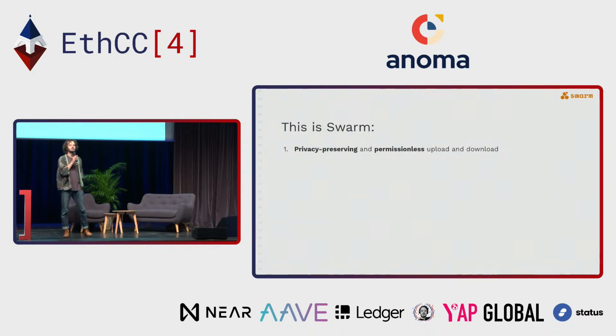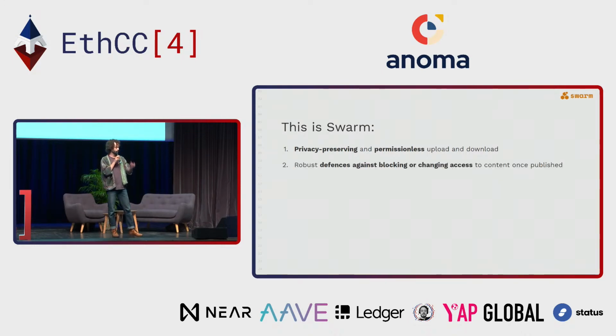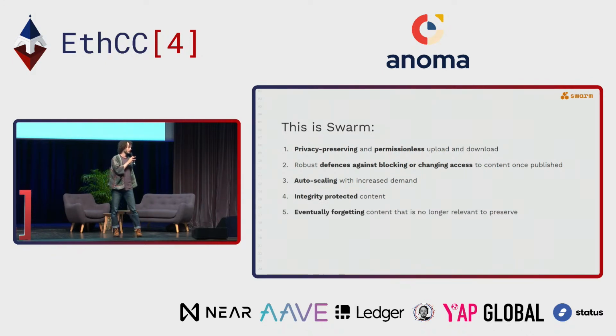And being this global hard drive, there are a few very interesting properties of Swarm. The first thing is that Swarm has privacy-preserving and permissionless upload and download. Swarm has robust defenses against blocking or changing access to content once it is published. Swarm auto-scales with an increase of demand. The content is integrity protected. And Swarm also eventually forgets the content that is no longer relevant to preserve.